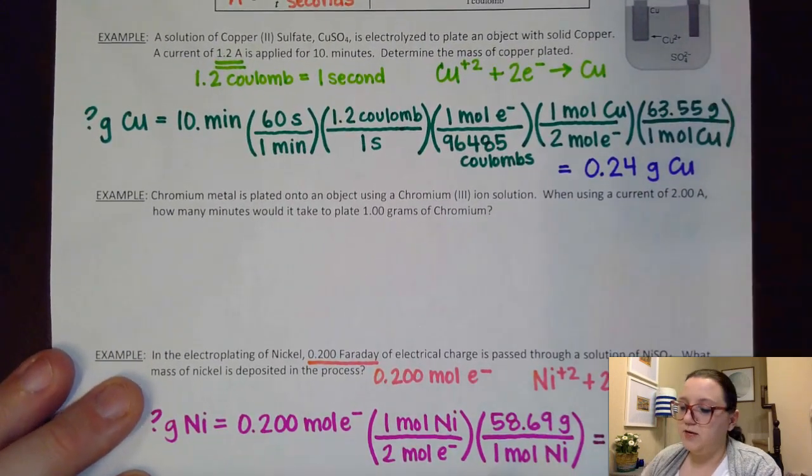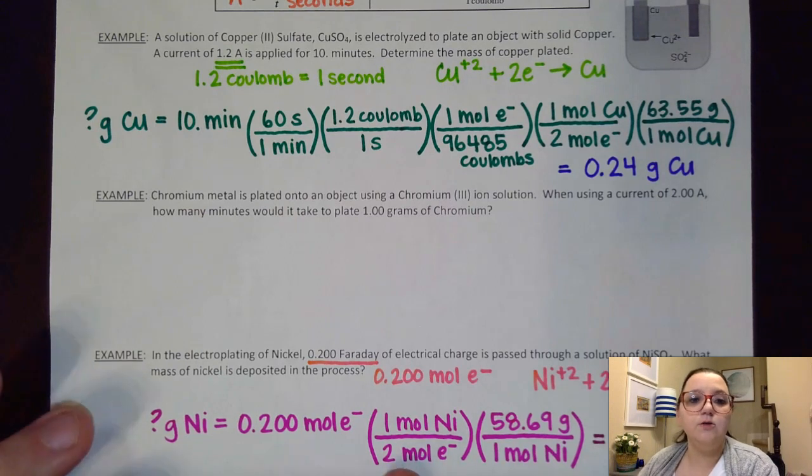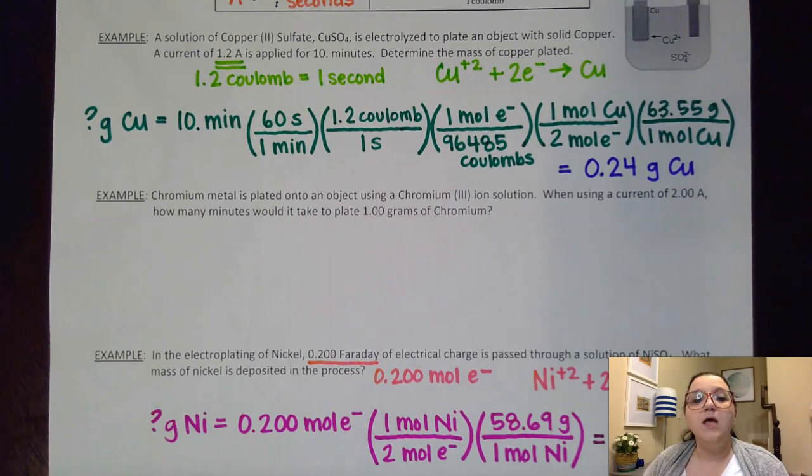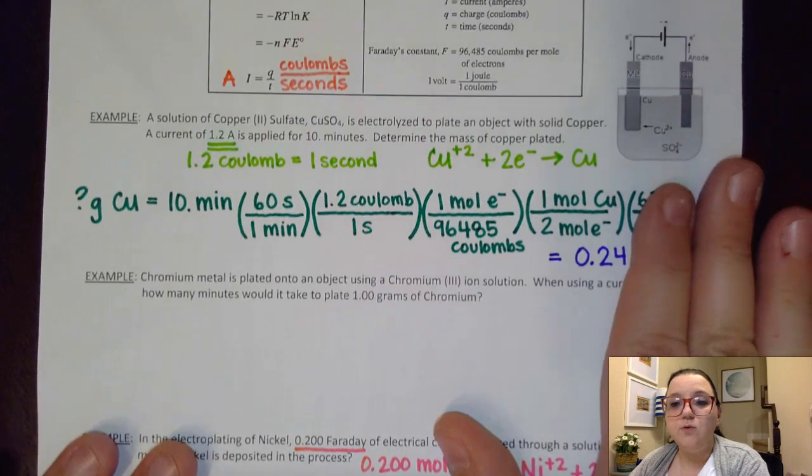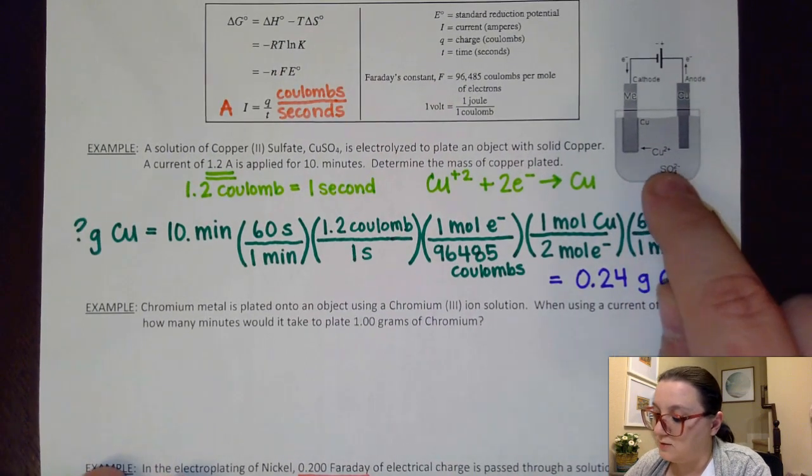So this first one says that we are going to have a solution of copper 2 sulfate, which is going to be electrolyzed to plate an object with solid copper. And actually, I have given you a little picture here of that process, okay?